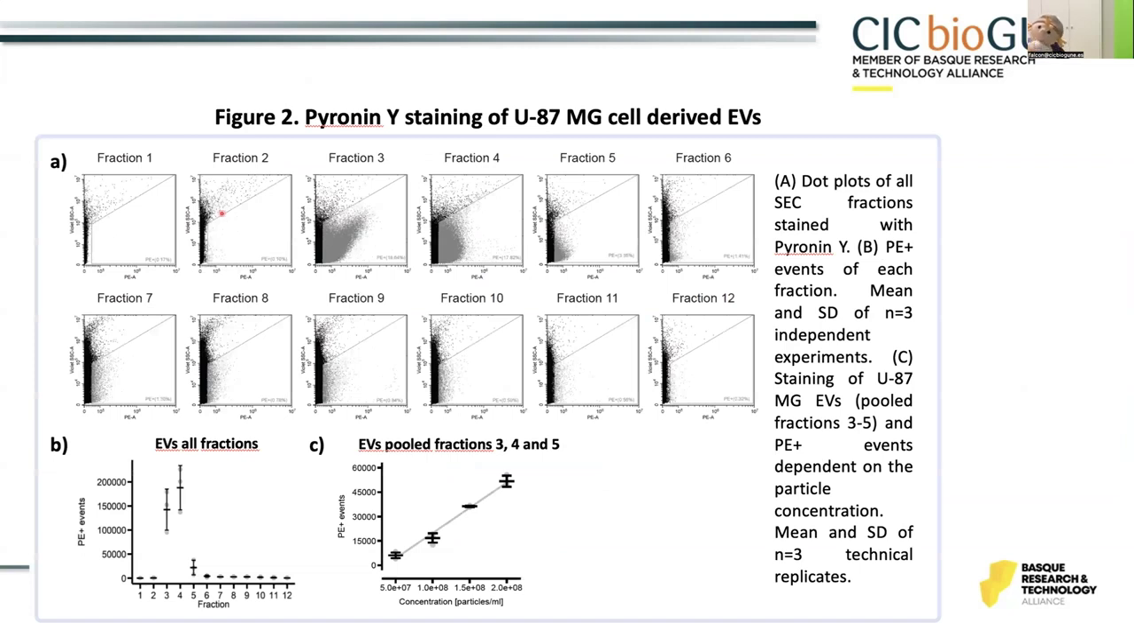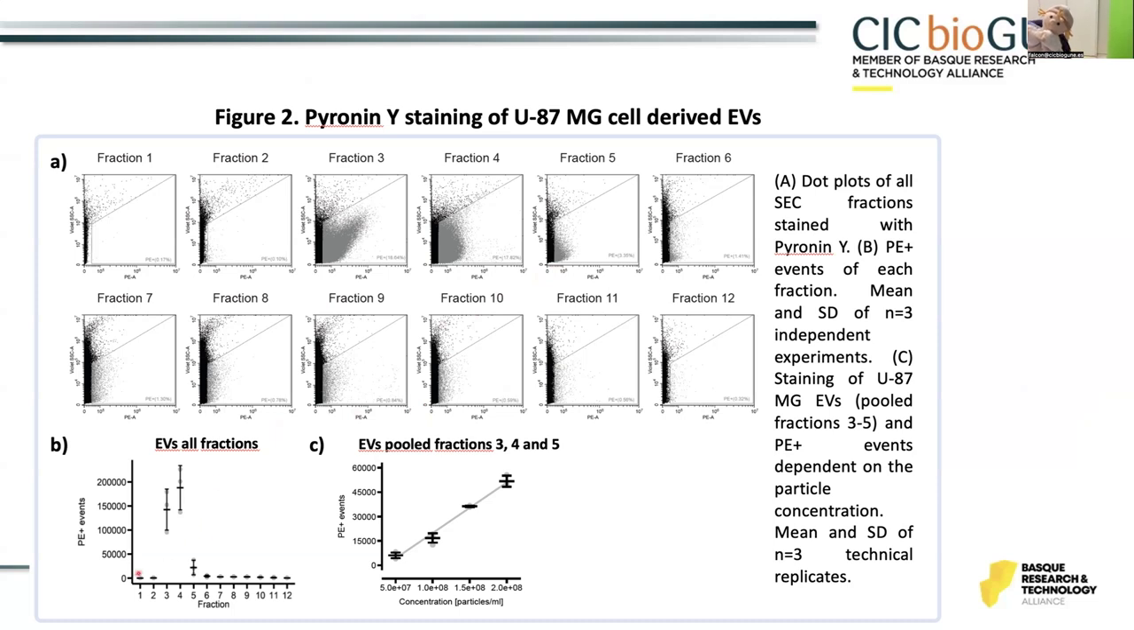Now we stained all these fractions with the pyronin, and we can see that fractions 3, 4, 5 are the ones with more staining, in correlation with the presence of more of the vesicular part there. So we have vesicles stained with pyronin, indicating that we are detecting the nucleic acid associated vesicles.